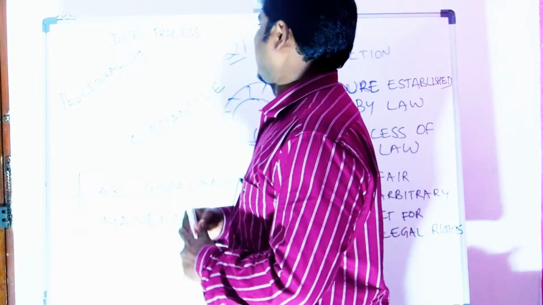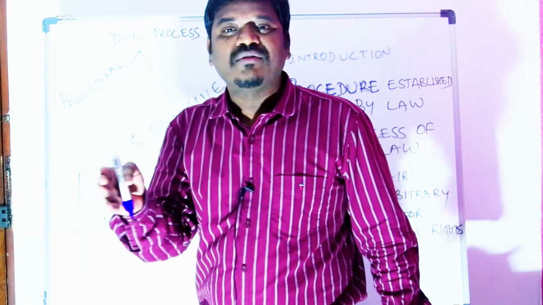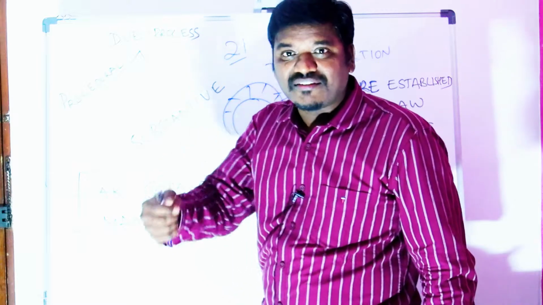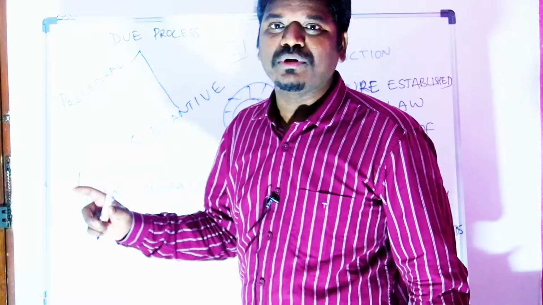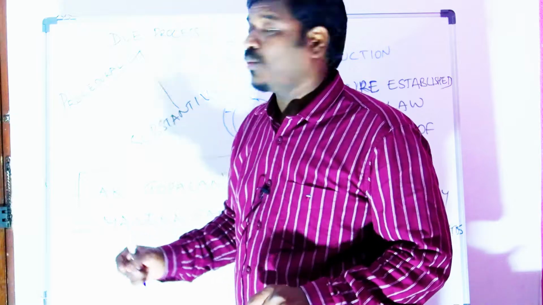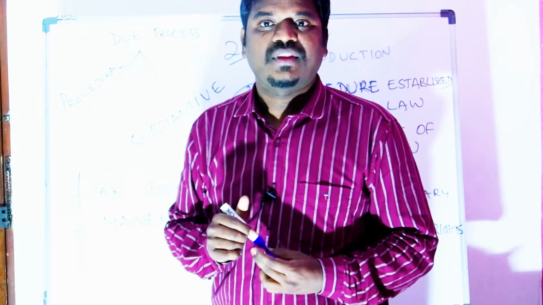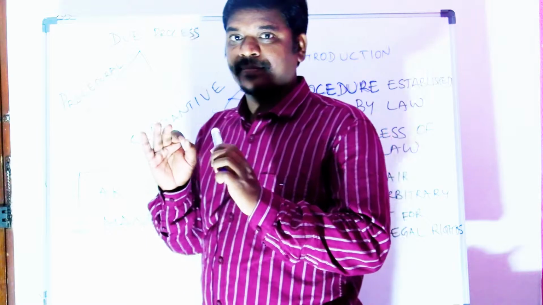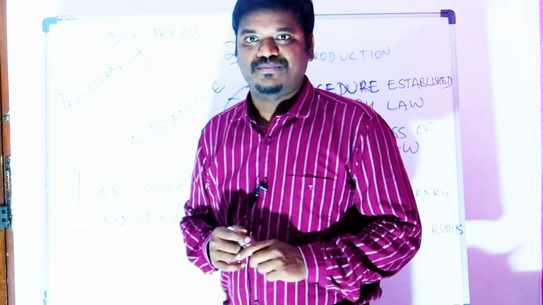So all these things have to be checked, whether these procedures are being followed based on the principle of justice, natural justice. Are they fair? Are they rational? Are they logical? Are they reasonable? Are they not arbitrary? These have to be checked with regard to the procedures being followed while implementing the law. Is this point clear? That is the procedural due process.